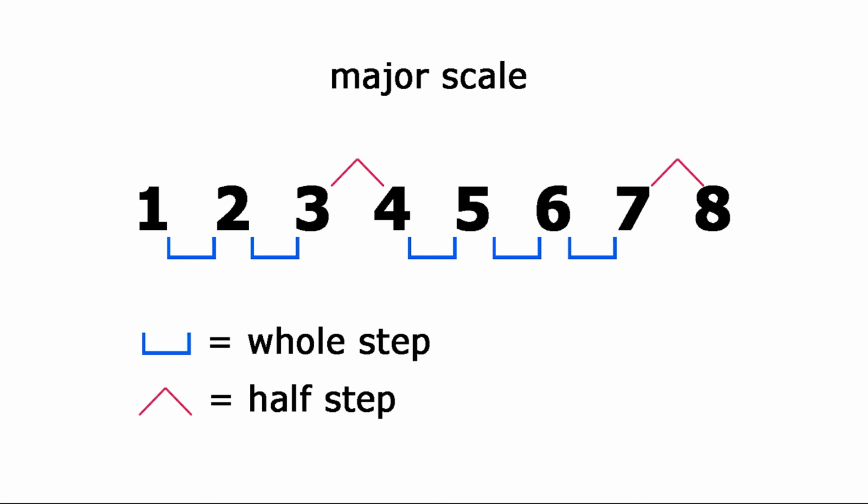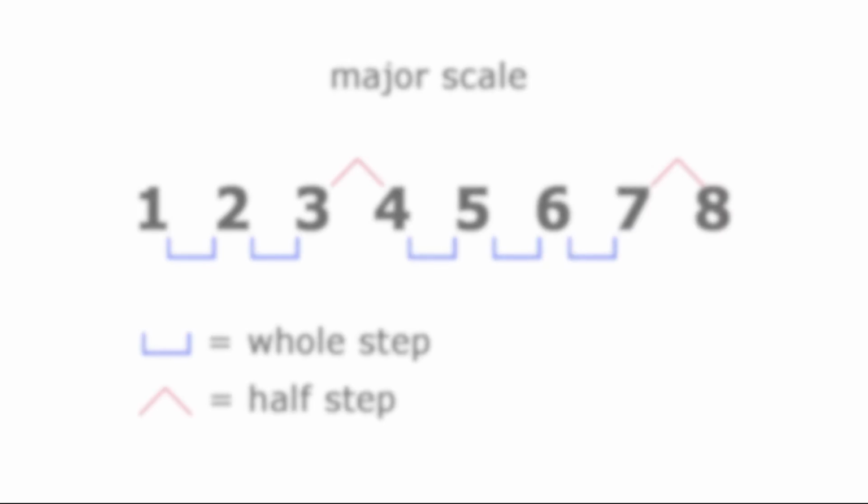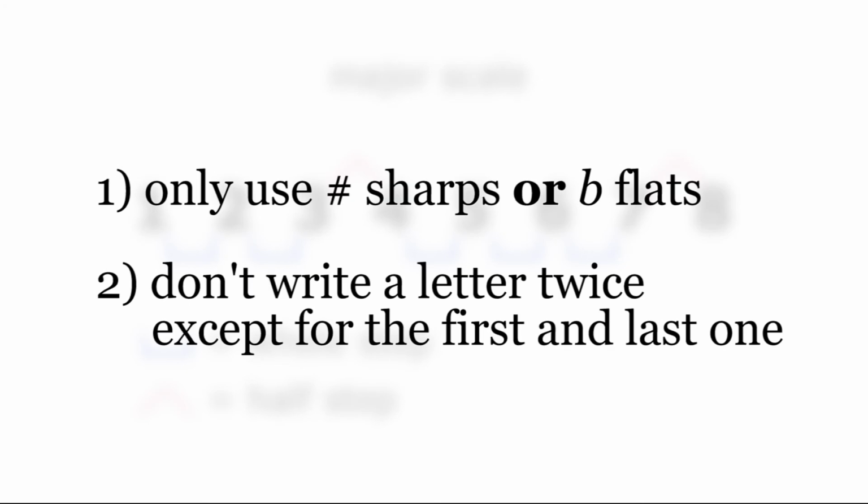All we need to do now is put the letters from the major scale we want to build underneath the numbers. Make sure to only use either sharps or flats, and not use the same letter twice except for the first and last note. These 2 points are very important. Don't mix sharps and flats. Don't use a letter twice except for the first and last one.